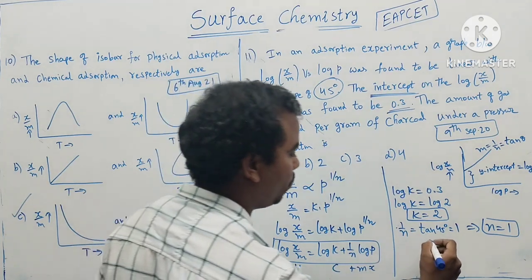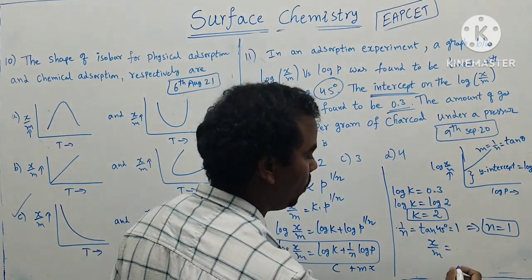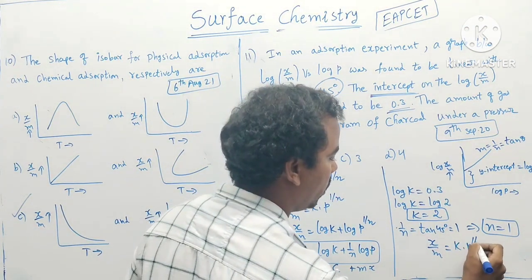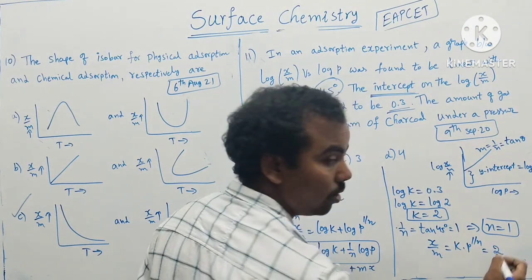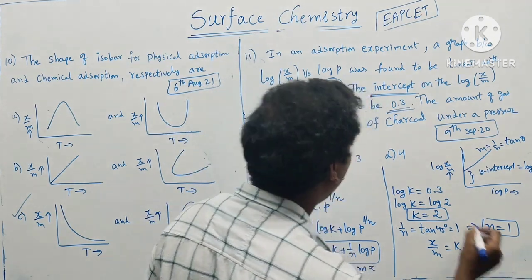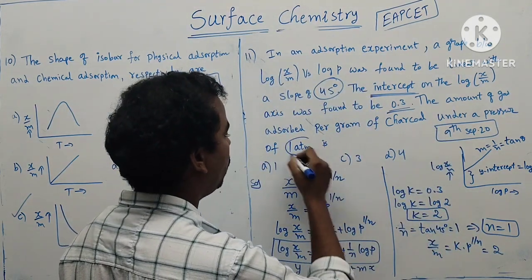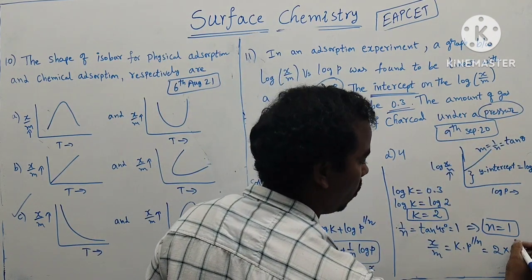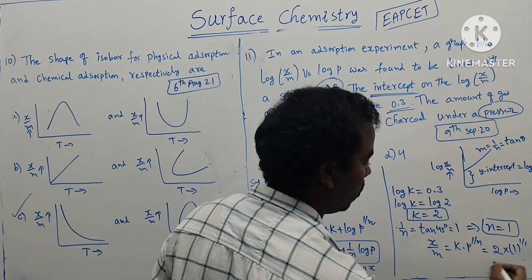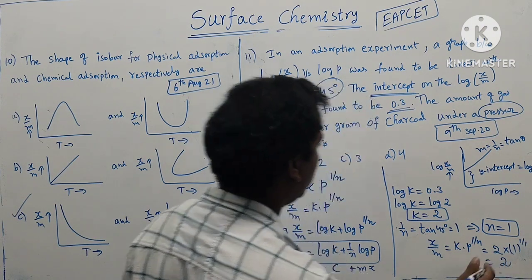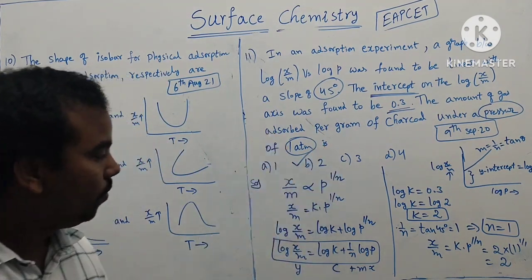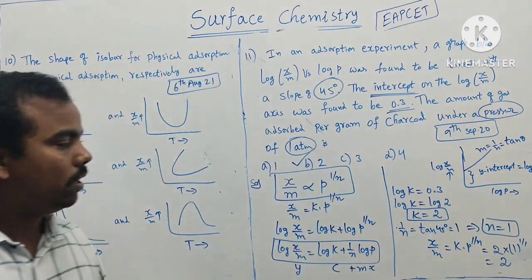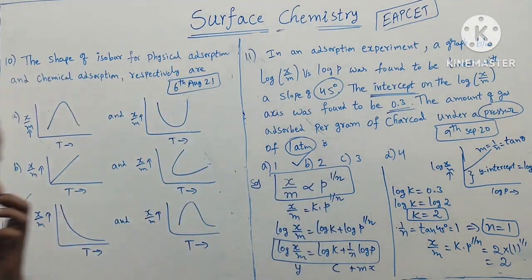By using this data, x by m is equal to k into p power 1 by n. K means 2. So that is equal to 2, and the pressure is 1 atmospheric pressure. So that means 2 into 1 power 1 by n, 1 power 1 by 1. So 2 into 1 power 1 by 1 means 2. So the answer is 2. So very easy. Based on the adsorption isotherm, x by m is directly proportional to p power 1 by n.